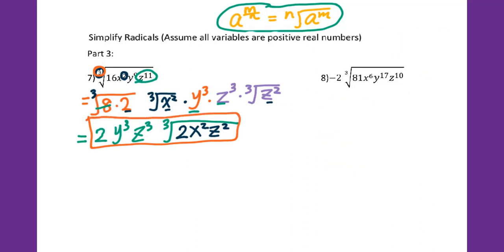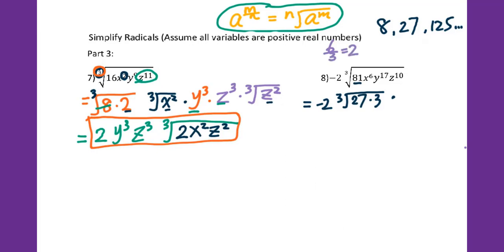Now let's go to number 8. For 81, we know those cubic numbers. You have 8, 27, 125, and so on. For 81, I can write down 27 times 3. Okay, for the x to the 6th power, 6 divided by 3, you will get 2. That's how you get the x squared out.